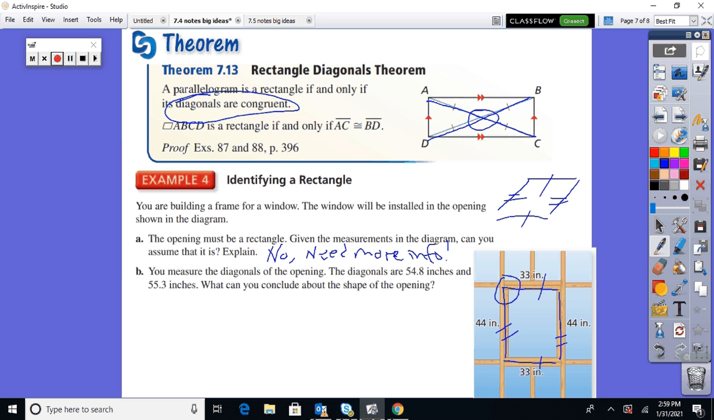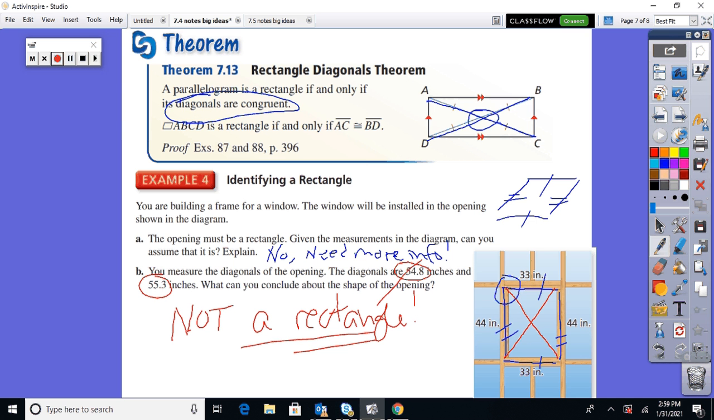So then in part B, we measure the diagonals of the opening. So they're like, all right, well, this is a way we can tell if it's a rectangle. I measured this diagonal and this diagonal, I get 54.8, I get 55.3. Egads, man! What can we conclude about the shape? Well, it's not a rectangle because our diagonals are not congruent. That is not the same as that. So all it is is a parallelogram.